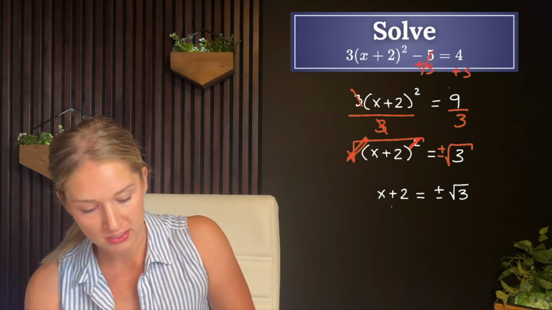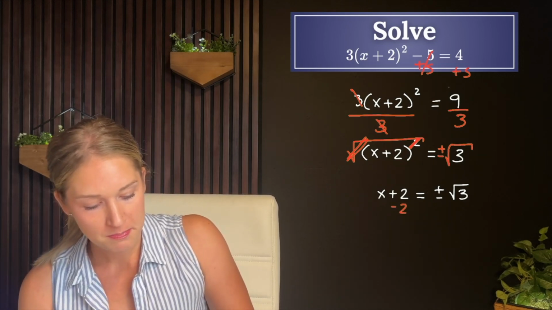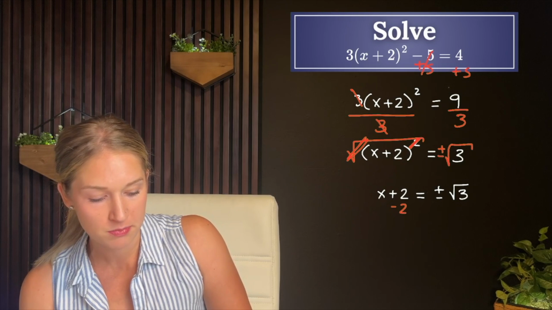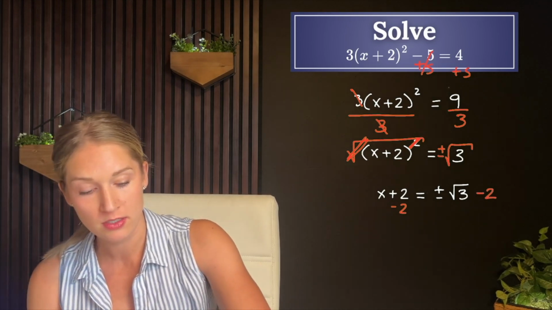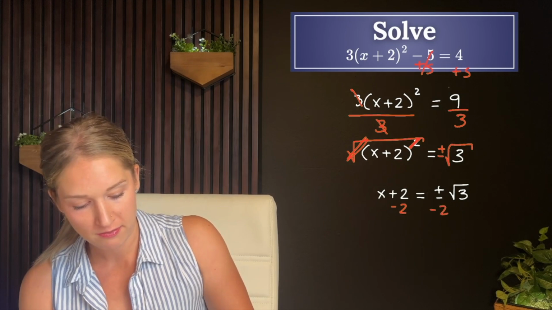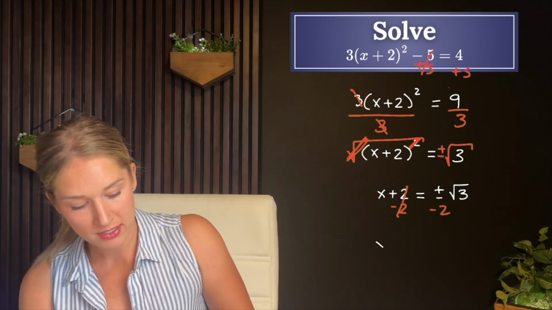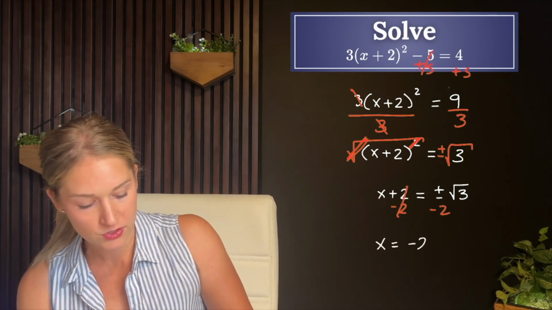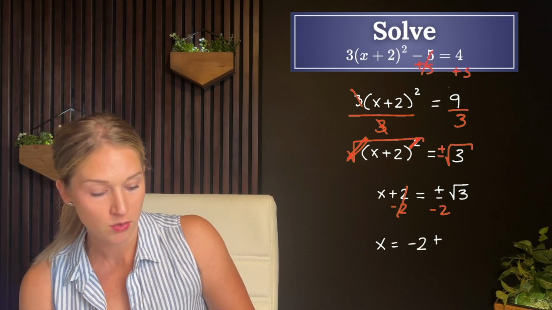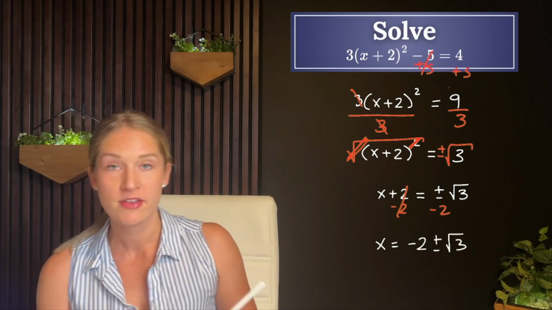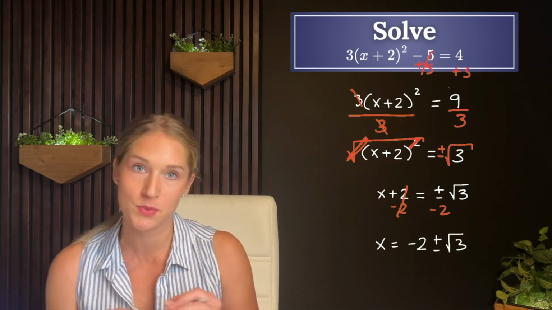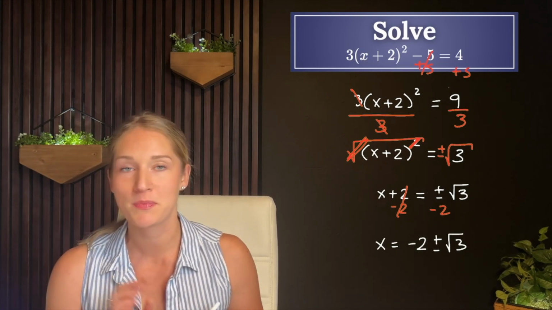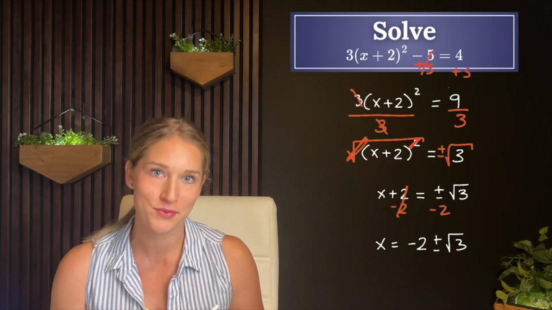I subtract my 2, and because it can be a little bit risky to put that minus 2 at the end after your radical, I'm going to go ahead and put it first. So I end up with x equals negative 2, and then I have plus or minus the square root of 3. So there's two answers in one here. The first one is negative 2 plus the square root of 3, and then the second one would be negative 2 minus the square root of 3.